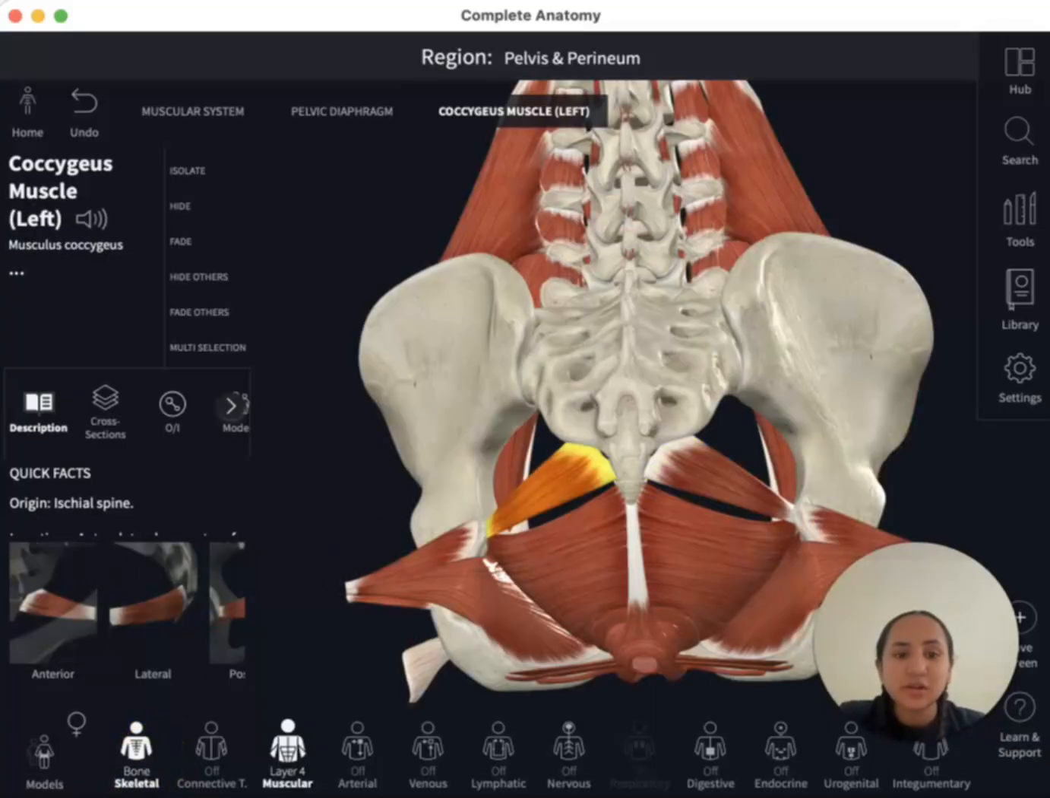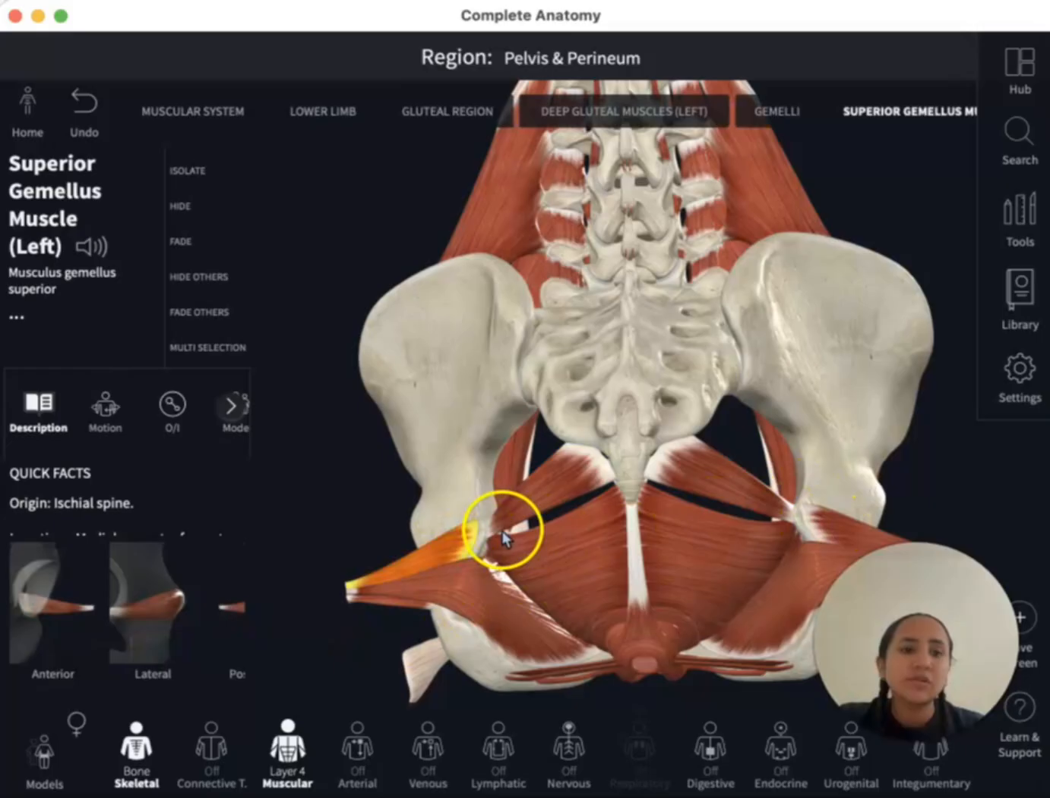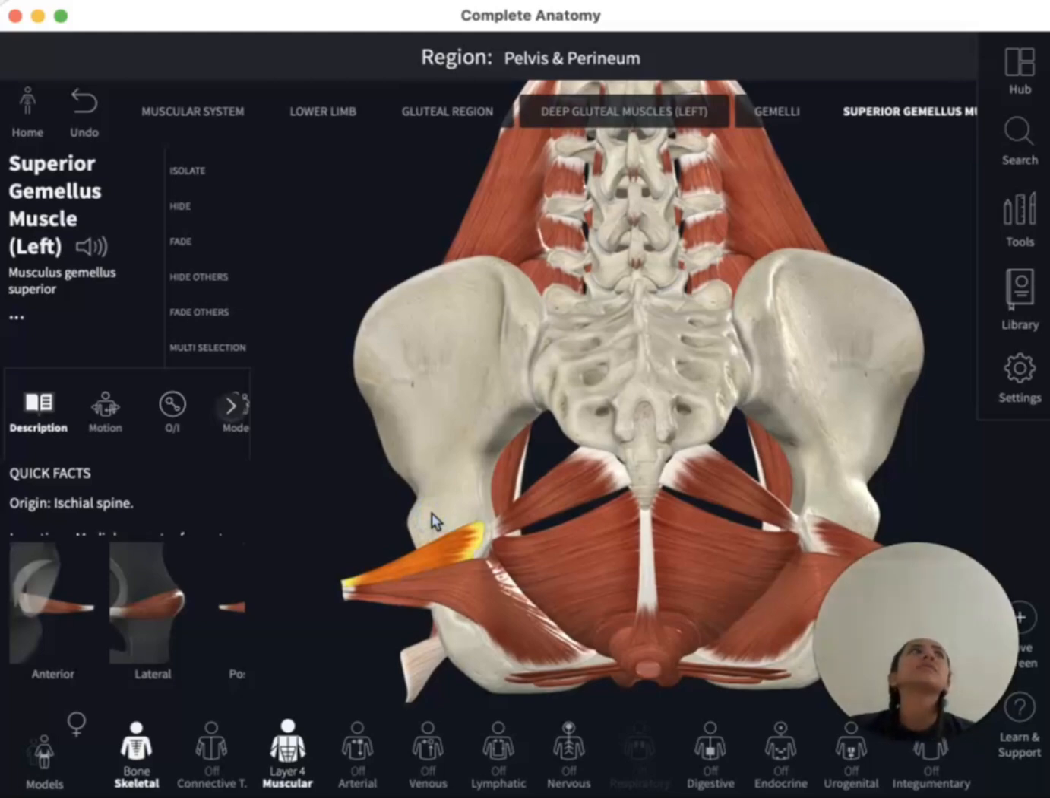Okay, so I went ahead and zoomed in a bit so we could go into the other muscles. We will start with this one right here. This is the superior gemellus muscle of the left side. The origin is the ischial spine. The insertion is the medial aspect of the greater trochanter of the femur.